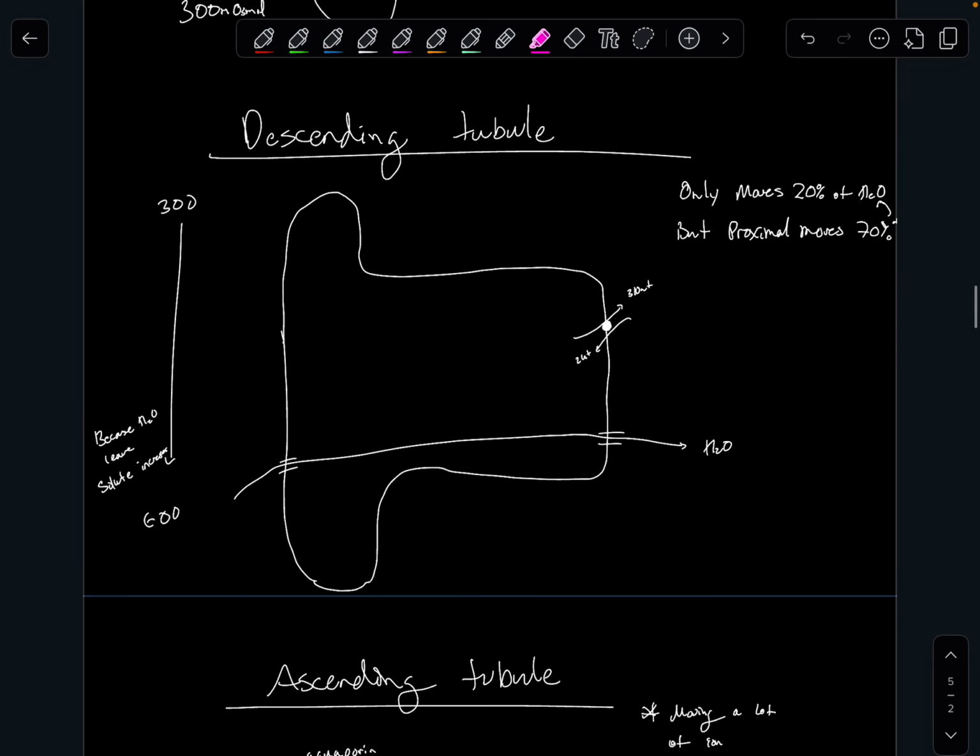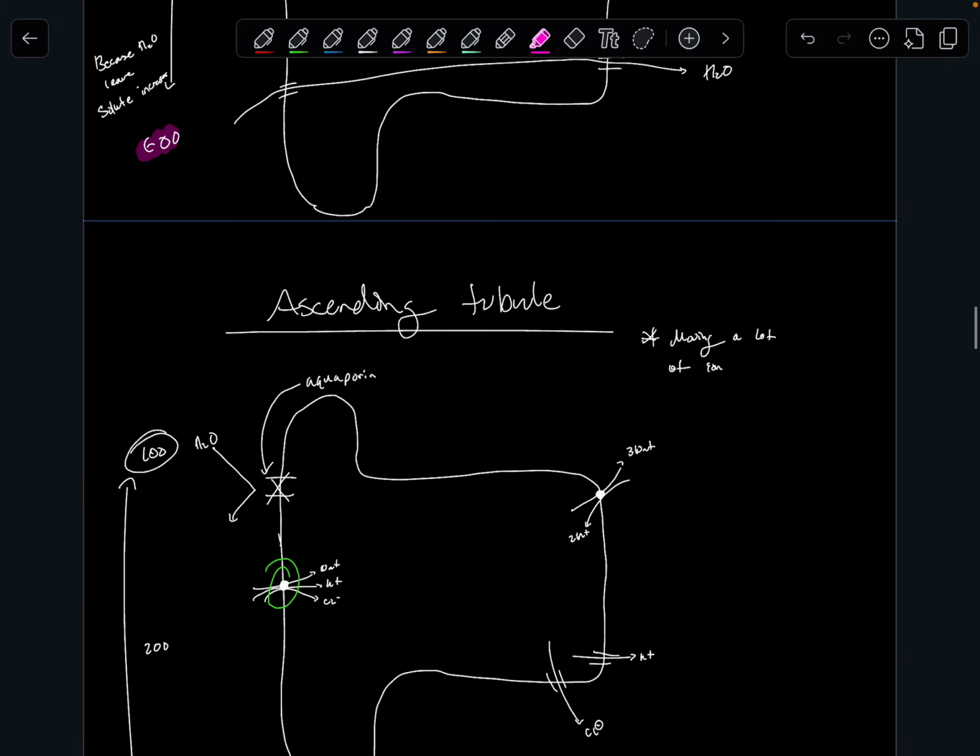Okay, then once we hit the loop of Henle, the descending tubule is actually permeable to water. So, as we can see here, we start at 300 and then we'll go down to 600, and that's just going to keep going down because we're losing water, so it's going to increase the osmolarity. Now, the proximal tubule moves 70%. Just because this is permeable to water doesn't mean that's going to move the most. It's only going to move about 20% of the water.